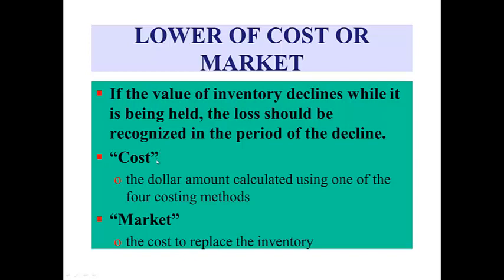When we talk about cost, we're talking about the dollar amount calculated using one of the four costing methods. So the cost of your ending inventory using FIFO, or the cost of your ending inventory using weighted average, whichever costing method you are using. Market simply means the cost to replace the inventory. So let's look at an example.